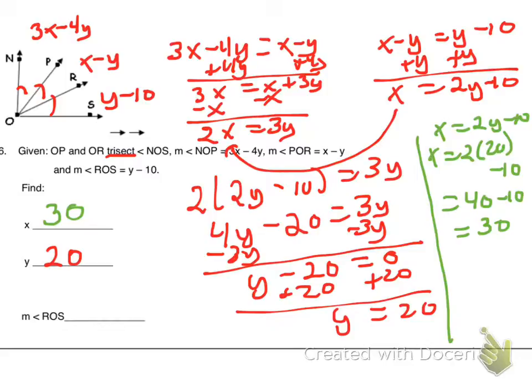All right, so now, what did they ask for? Angle ROS. And they tell us that angle ROS is y minus 10. So that is going to be 20 minus 10, y minus 10, excuse me. So it's 10 degrees. Degrees! If there are words in the problem, there are words in the answer. All right.